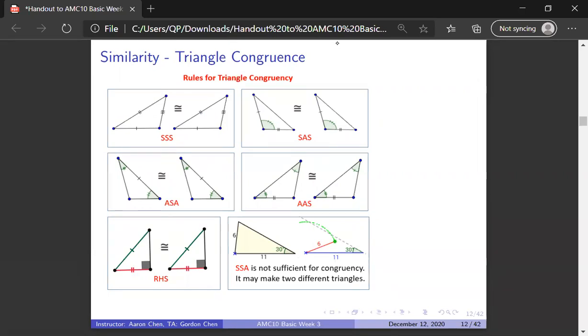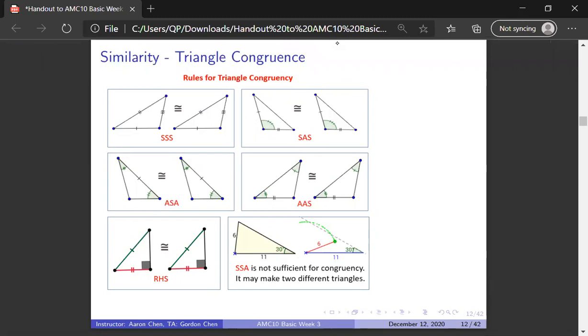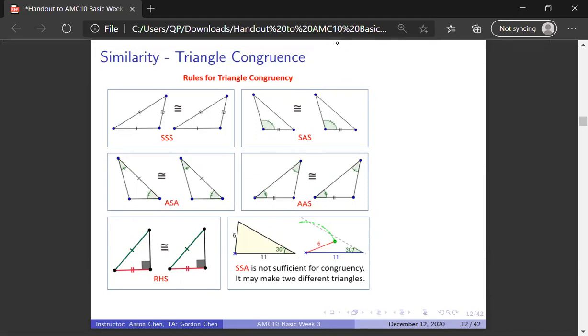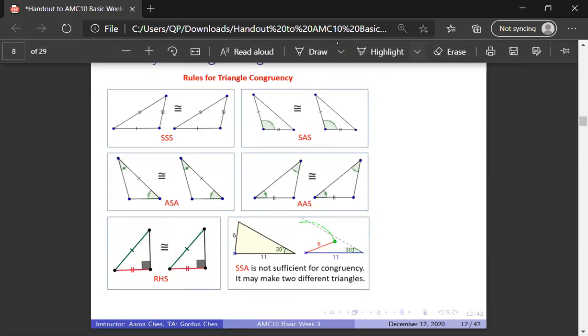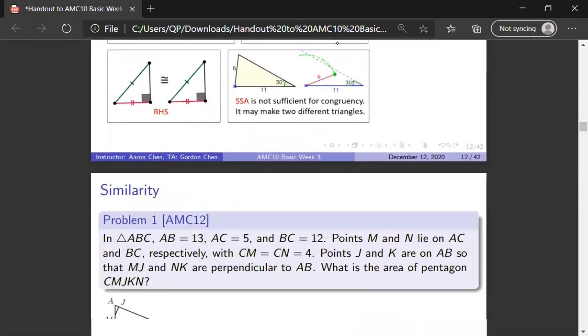And so you can use SSS, SAS, ASA, AAS, and in all of these, S stands for side and A stands for angle. And here, RHS, or more popularly known as the hypotenuse leg theorem, only holds true for right triangles. And so SSA is not sufficient for congruency because it may make two different triangles. And later on, you may learn when SSA is actually enough, but for now, you don't need to know this.